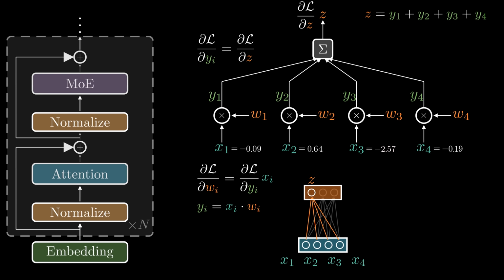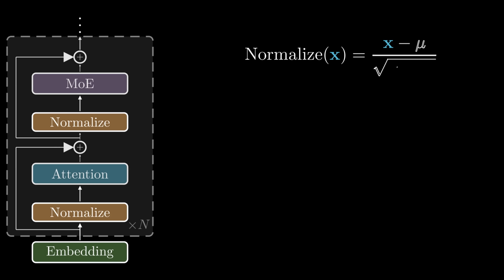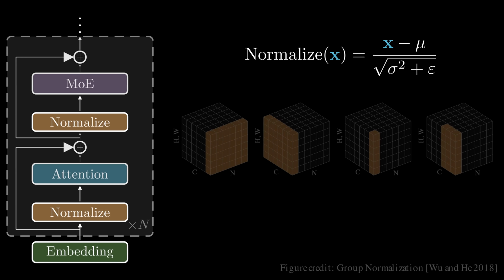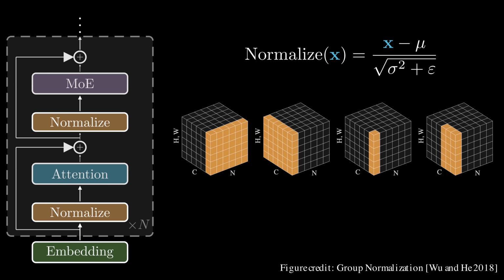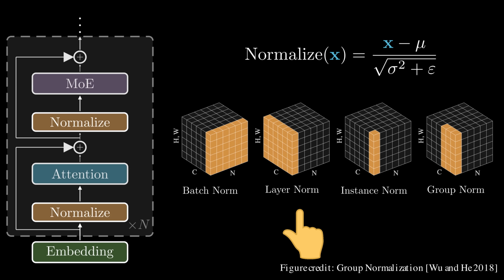But what does the normalization layer actually achieve? Given a feature activation x, we normalize the vector by subtracting the average and dividing by the standard deviation. Depending on which group of values we use to compute the mean and variance, we get different types of normalization layers, including batch norm, layer norm, instance norm, and group norm. Here, h and w are the spatial dimensions, n is the batch dimension, and c is the feature dimension. In transformer models, layer normalization is typically used to normalize the hidden state of each token.